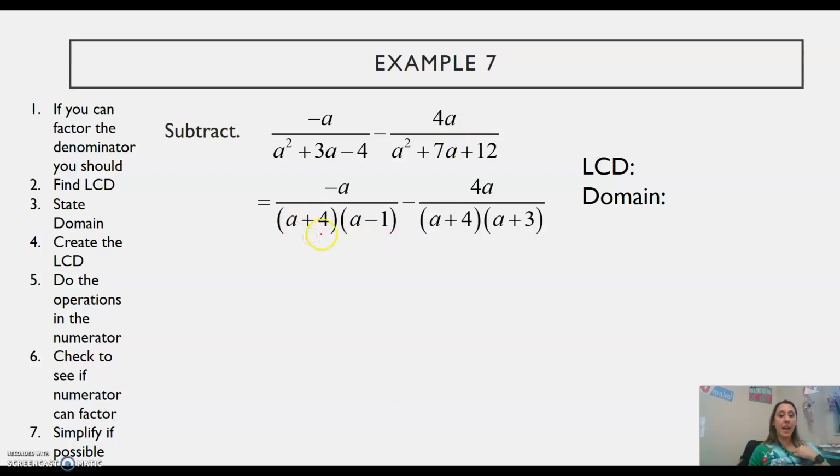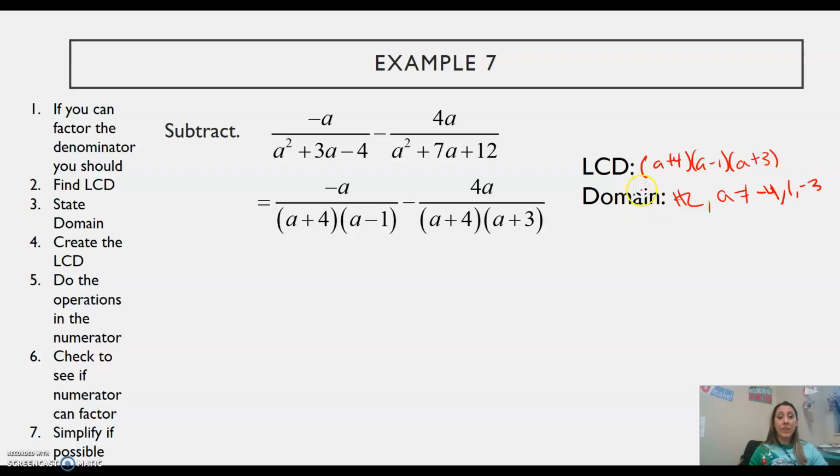So then I'm going to write everything that's in the denominator, a plus 4 times a minus 1. Then I'm going to look here. Oh, look, I don't have an a plus 3. And then I'm going to do my domain. So I get all real numbers such that a cannot equal, the value of a that'll make this 0 is negative 4. The value of a that'll make that 0 is 1. And the value of this a would be negative 3.